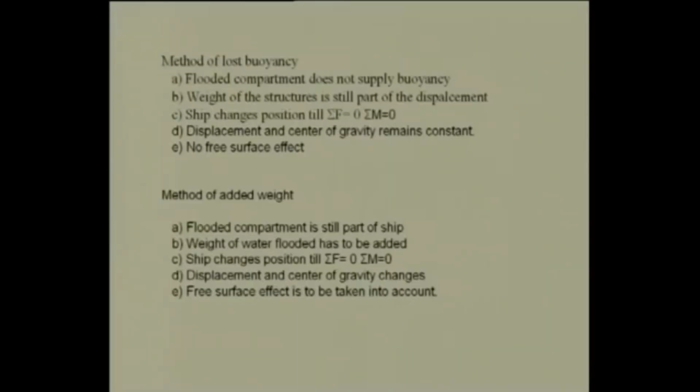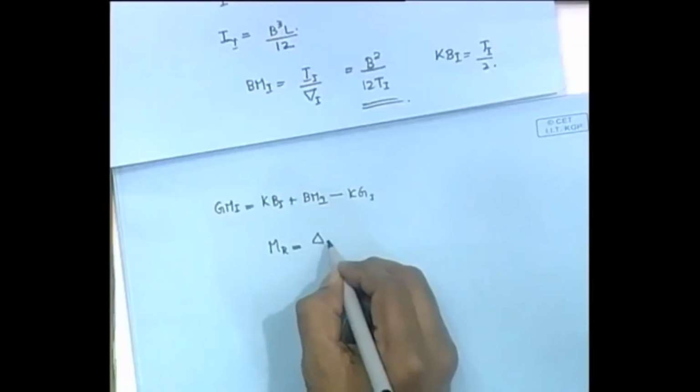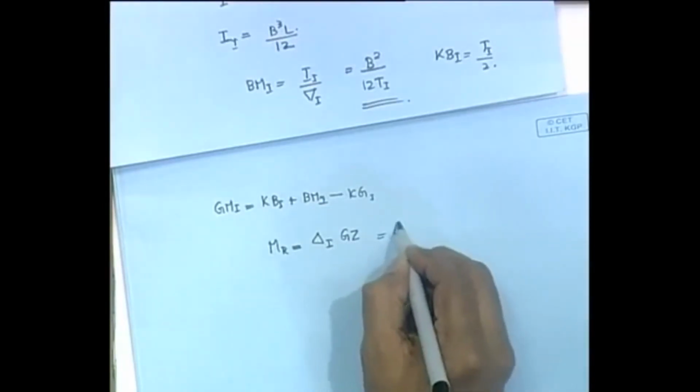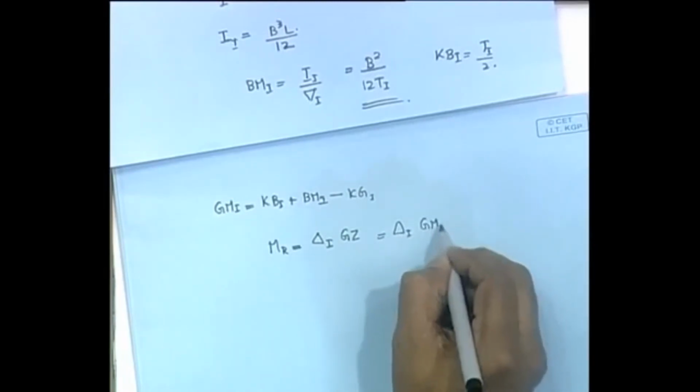Now, one more thing we need to know here is the righting moment in this condition. The righting moment is given by Mr equals delta initial into Gz, which is equal to delta initial into Gm sin phi, or Gm initial sin phi. So, this will give you your initial righting moment.